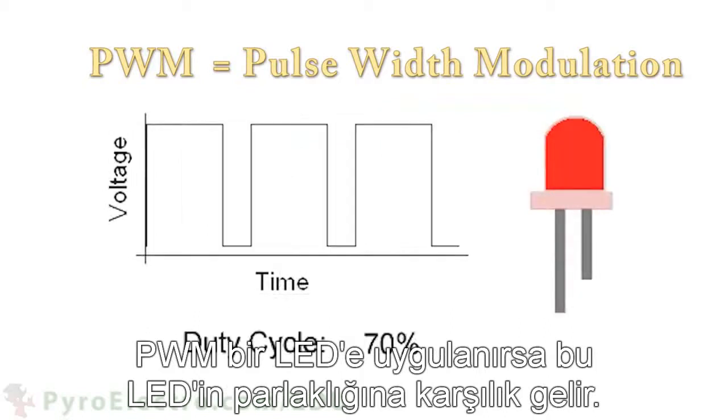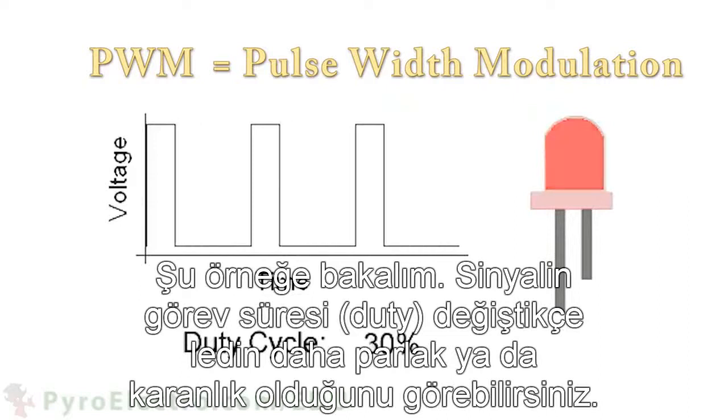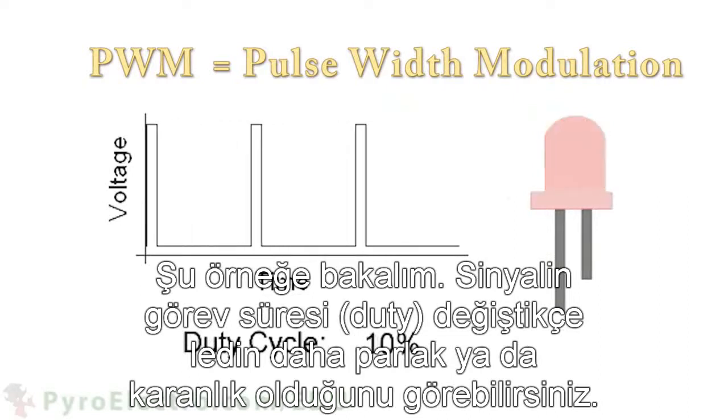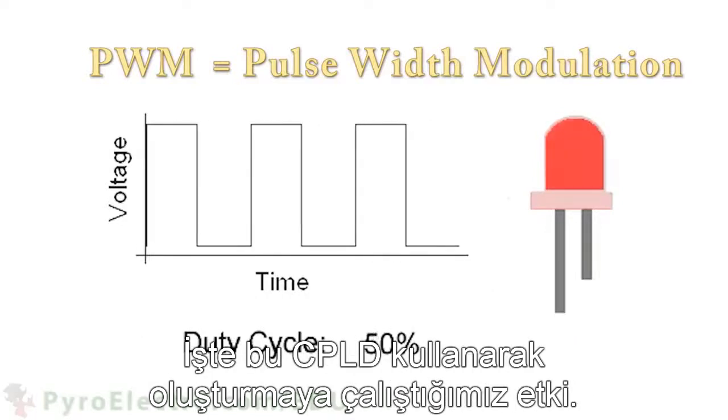When sent to an LED, it will correspond to the brightness level of the LED. Looking at this example, you can see that when the duty cycle of the pulse is varied, the LED becomes brighter or darker. This is the effect that we want to create using our CPLD.